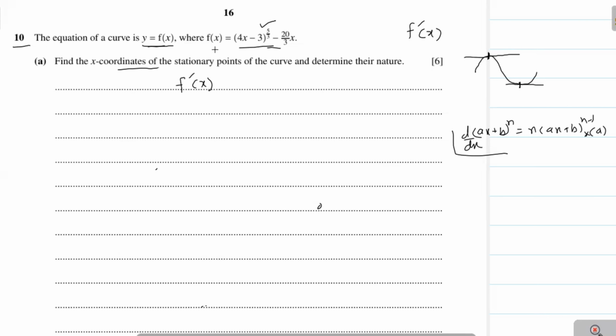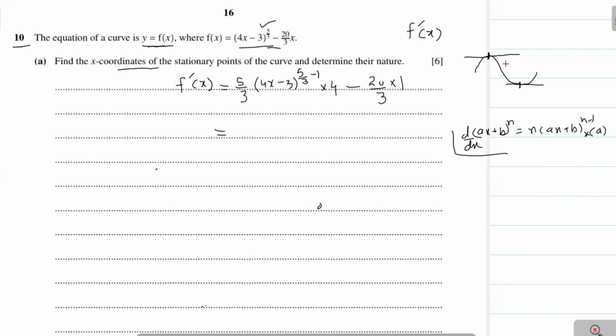We take the derivative of f of x, which is f dash of x, and the derivative of 4x minus 3 power 5 over 3. We will use this formula. Therefore, the power becomes the coefficient, that's power 5 over 3 into 4x minus 3, and we subtract 1 from this power. Therefore, 5 over 3 minus 1, and then we take again the derivative of the base 4x minus 3. The derivative of 4x minus 3 will be 4. Minus is written as it is, then the derivative of 20 over 3 x will be 20 over 3 into 1. The derivative of x is 1.